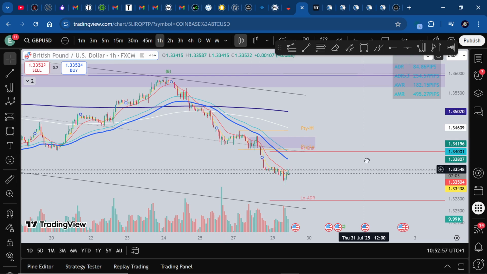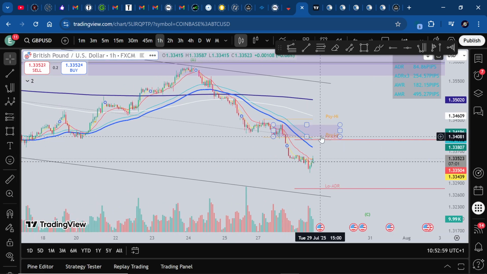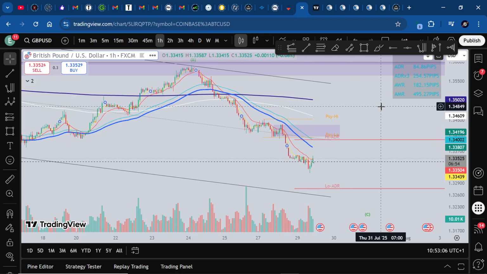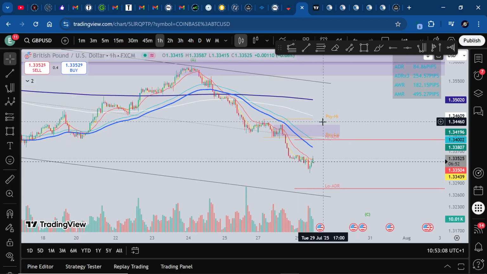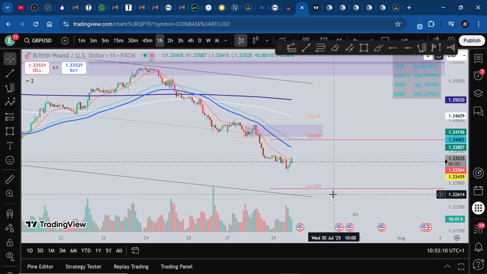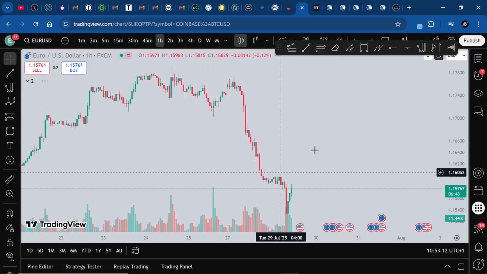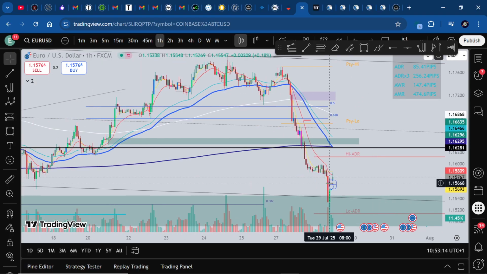So anyway, for the pound, I'm looking for price to come up to the 50 EMA, to the supply zone where the psychological level is, where the high average daily range is, and from then I'm looking for price to go down. I'm in buys currently, right? Euro USD is exactly the same thing.